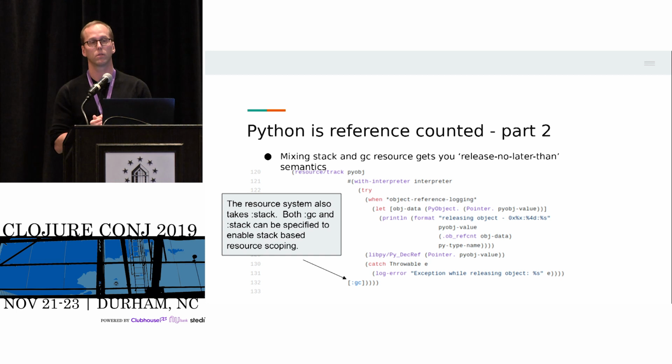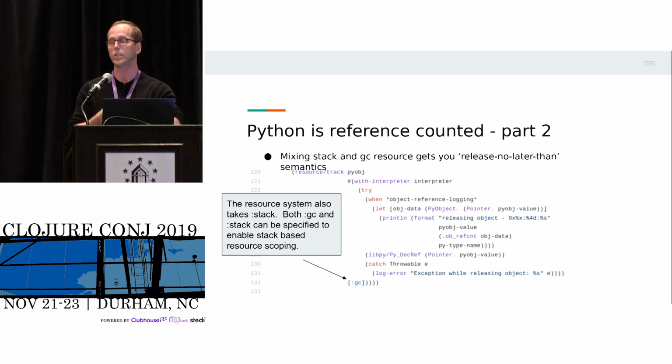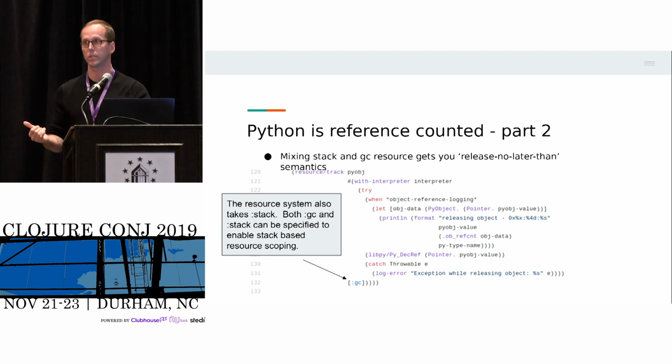As a side note, there's an interesting other way to do that, which is just scopes. So if you use Python from Rust, you end up getting a scope object. I don't currently put this in the library, but we can, in fact, support both. If you support both scopes and GC-based resource allocation, you end up with release-no-later-than semantics. The GC is free to clean it up sooner than the scope ends, but the scope will clean it up at that point, regardless of its accessibility to the rest of your program.